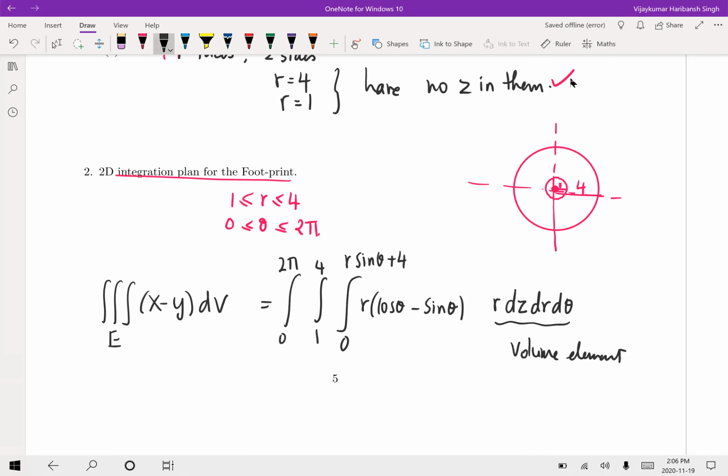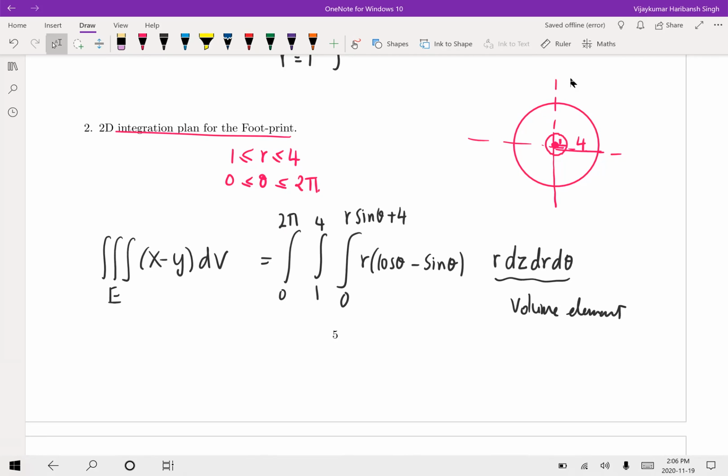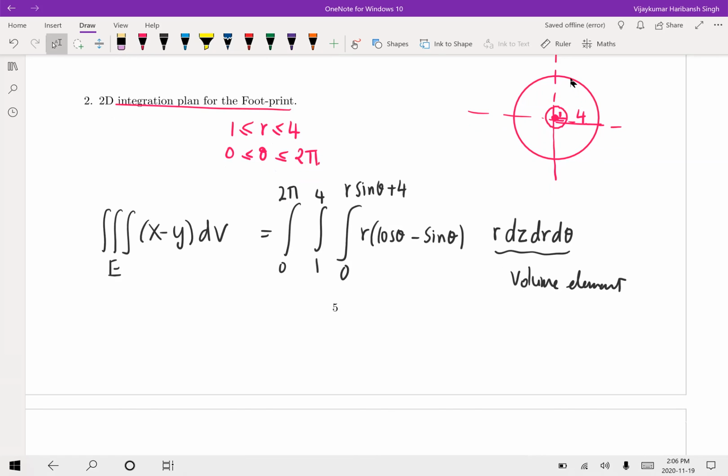Right. So now you can integrate it, but the key is to be able to write this integral. You can certainly break this integral now and finish it off, right? Okay. So writing an iterated integral is the key part here, all right? Then the rest is usual computation.